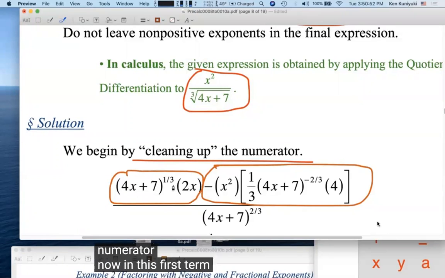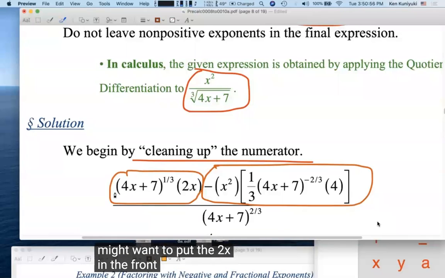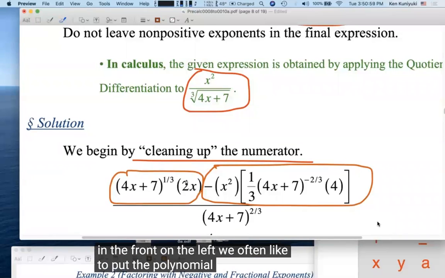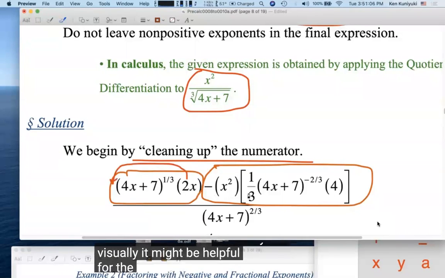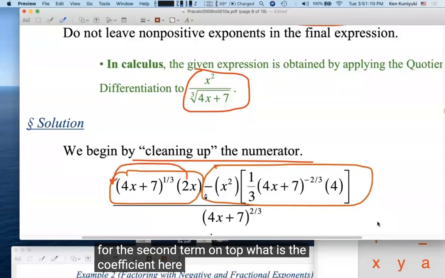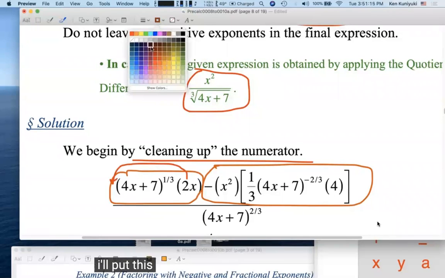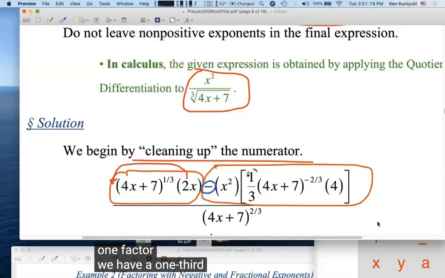Now in this first term on top, we might want to put the 2x in the front on the left. We often like to put the polynomial pieces on the left. That's not necessary, but visually it might be helpful. For the second term on top, what is the coefficient here? We have a -1 factor. I'll put this in blue. We have a -1 factor, we have a 1/3 factor in here, and we have a 4 factor in here.